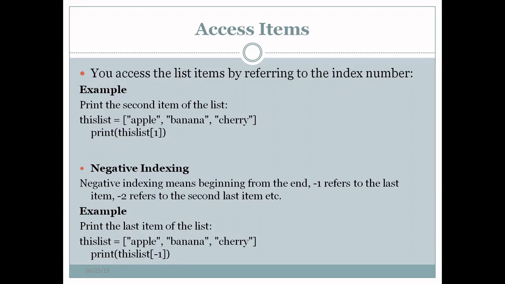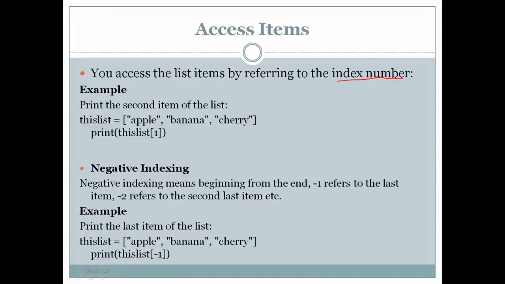Okay, in today's session, first we will study accessing the items from the list. You can access the list items by referring to the index number. As we have studied, every item in the list has a numeric index, same way like in tuple, every item has a numeric index. So one example how we can access an element by using the numeric index is given here. Print the second item of the list.